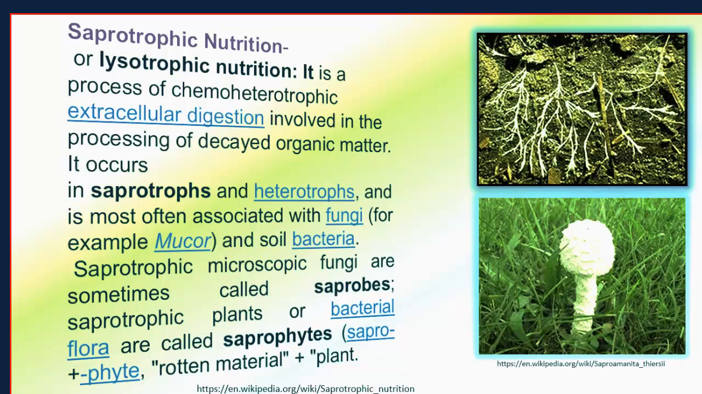Saprotrophic nutrition or lysotrophic nutrition. It is a process of chemoheterotrophic or extracellular digestion involved in the processing of decayed organic matter. It occurs in saprotrophs and heterotrophs and is most often associated with fungi, for example, Mucor, and soil bacteria. Saprotrophic microscopic fungi are sometimes called saprophytes, as are saprotrophic plants or bacterial flora. Sapro plus phytes, that is, rotten material plant.